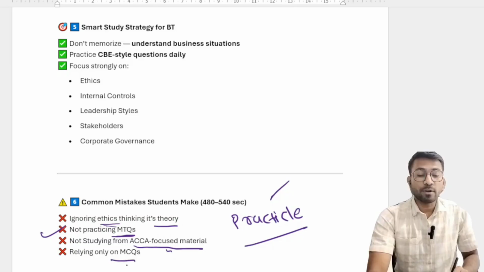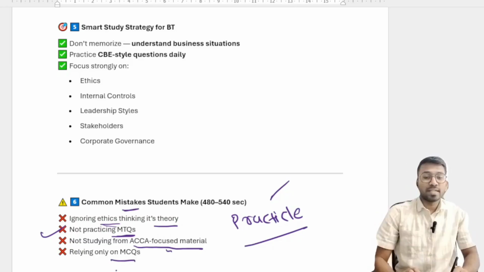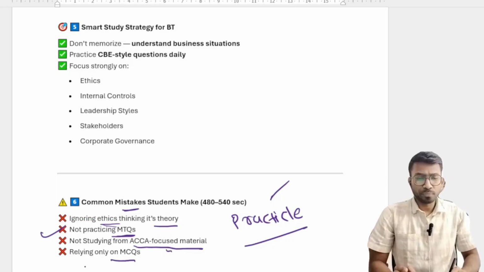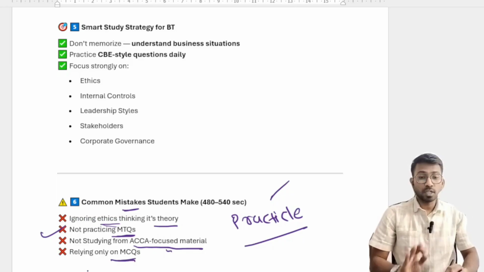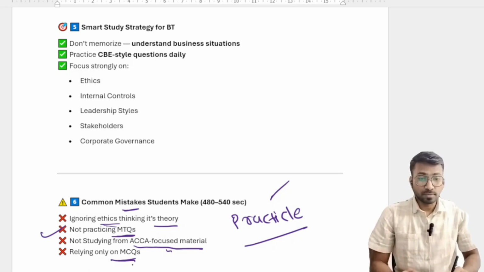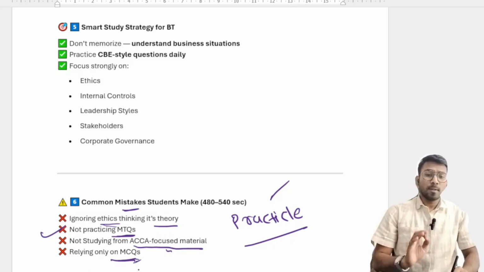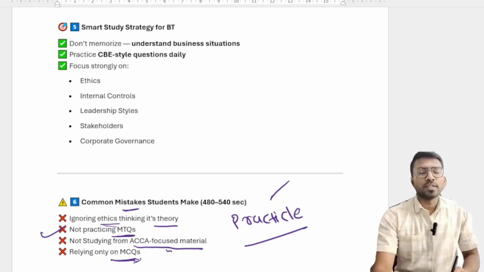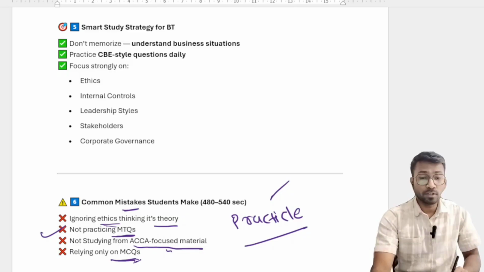Relying only on MCQs. Do not make these mistakes. This is the most important and most common mistake that each and every student makes. They rely only on the MCQs. Please don't, guys. Please don't make these mistakes. Actually, you have to answer all the questions, whether it is fill in the blank, true or false, matching concept, drag and drop, checklist. Relying only on MCQs will lead you to failure in the BT examination paper.